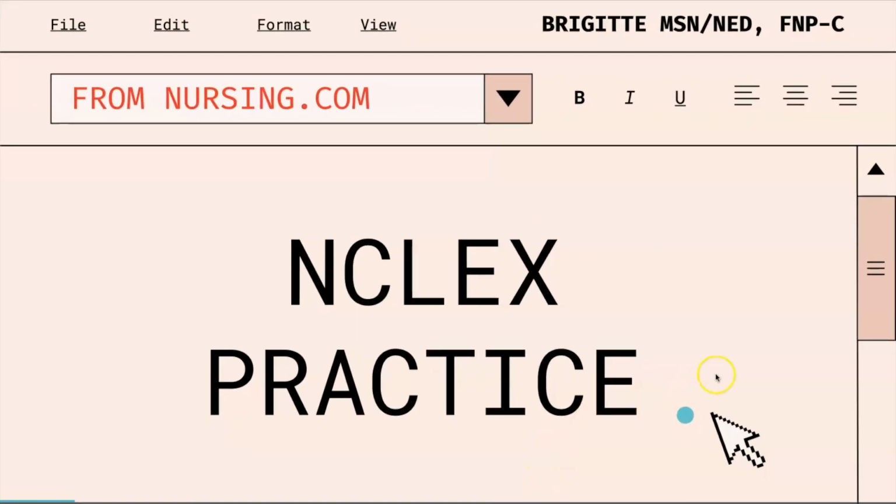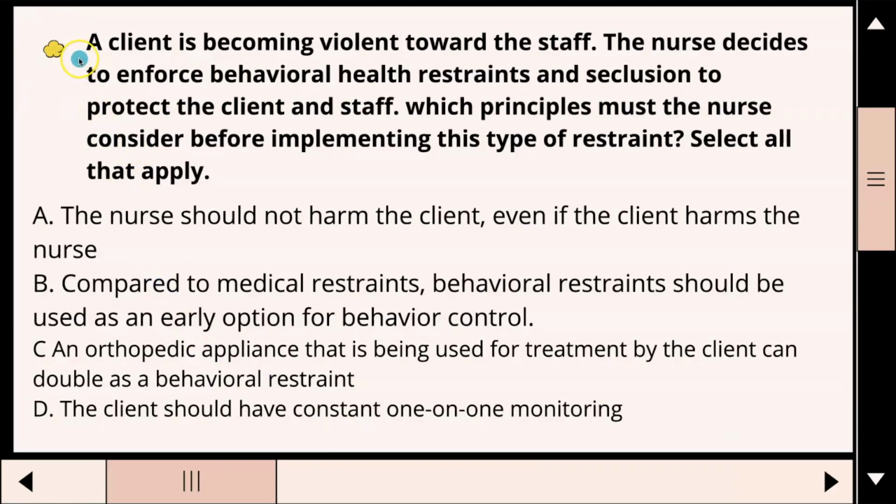Okay, so NCLEX practice. Question number 1 is, a client is becoming violent toward the staff. The nurse decides to enforce behavioral health restraints and seclusion to protect the client and staff. Which principles must the nurse consider before implementing this type of restraint? Select all that apply. The key word here is violent. They're going to use seclusion and restraints, and it's a select all that apply question.